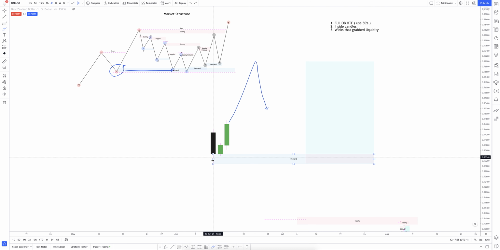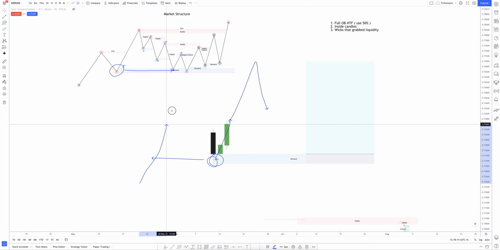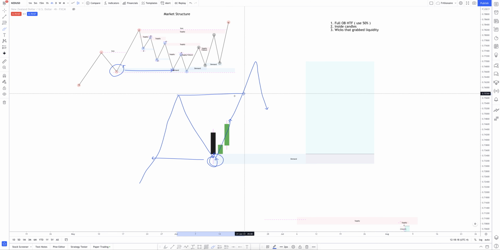Now, you have to make sure the wick grabs some type of liquidity to the left in order to use it, because when that happens, that means that there is some type of demand that was left right here after the liquidity grab, which pushed price to the upside. So you'd be expecting, if supply had failed, so let's say we had something like this, this supply failed right here, and we have a break of structure on the higher time frame.